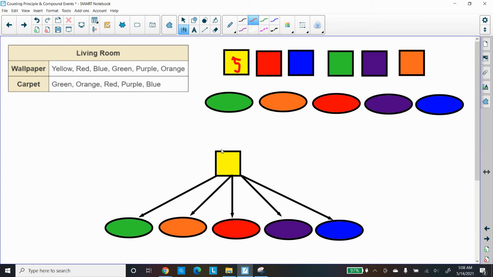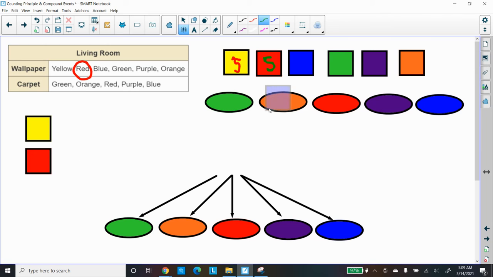But guess what? I don't have to use yellow wallpaper. I could use red wallpaper. You can use red wallpaper? Yes, because that's one of the choices there. I can use red. So what if I use red? Well, count them up. 1, 2, 3, 4, 5. Again, I have 5 different colors of carpet that I can use with the red wallpaper if I want to.